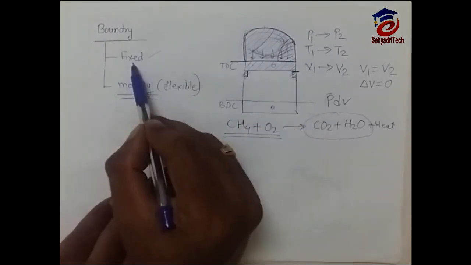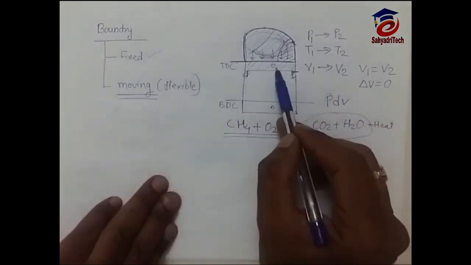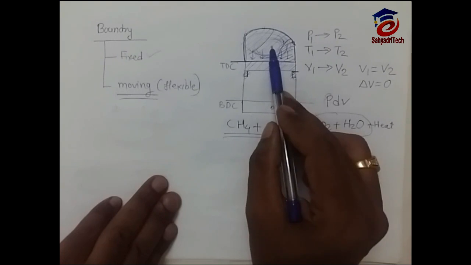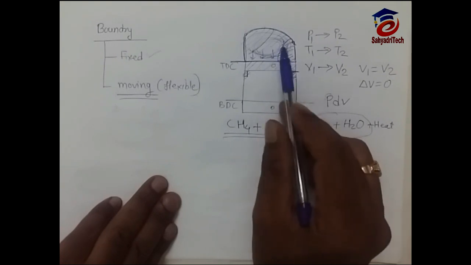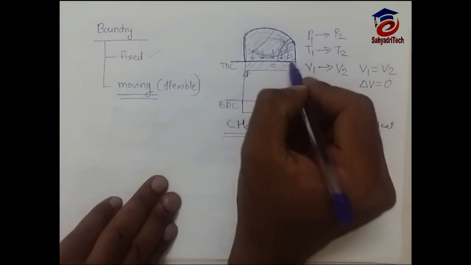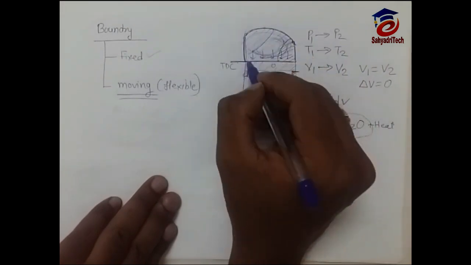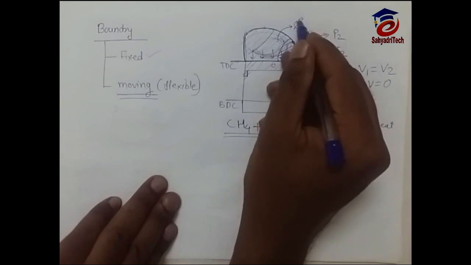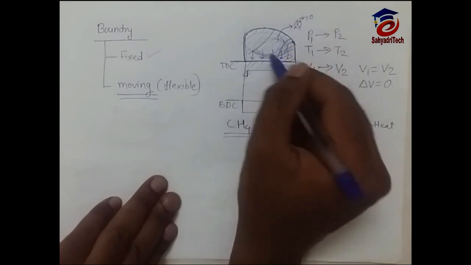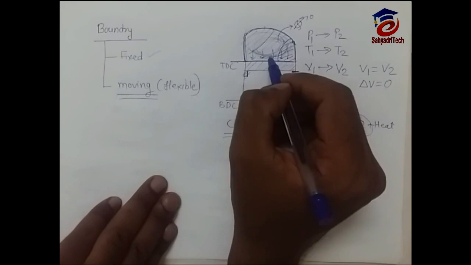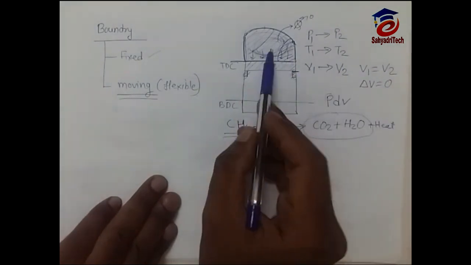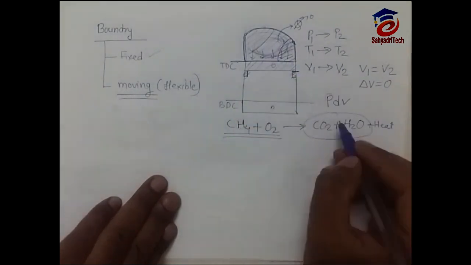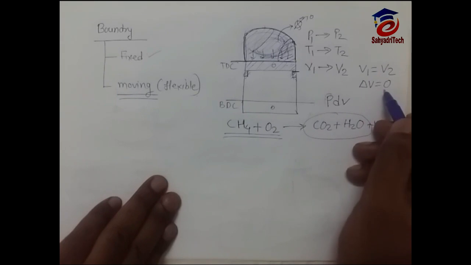But in case of a fixed boundary, what happens? The piston will not move, the gas pressure will increase, its temperature will increase. If this boundary is intact, perfectly insulated, heat will not transfer to the surroundings. Heat will stay intact. Internal energy will remain constant. Only pressure will increase here, but delta V will be 0.